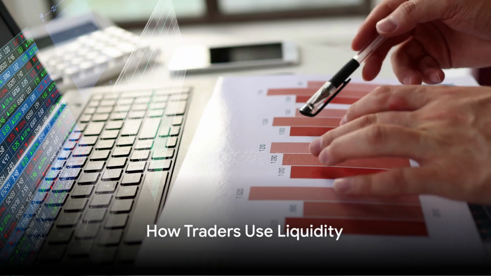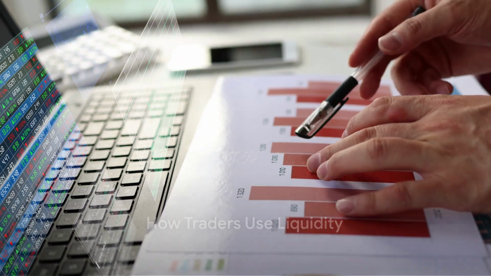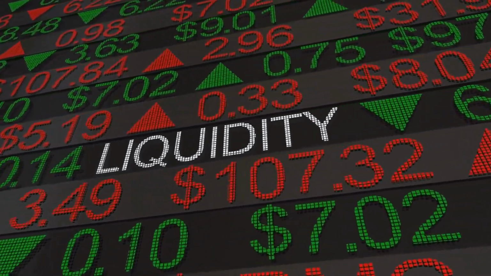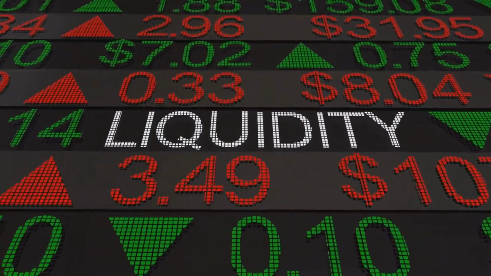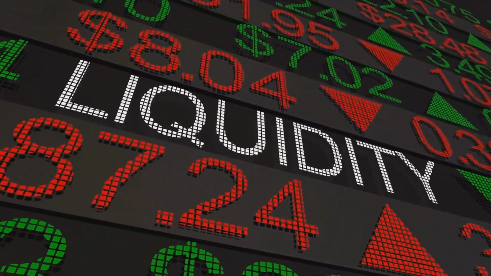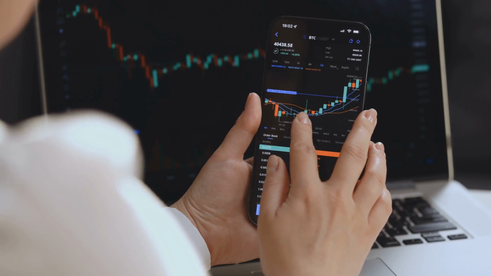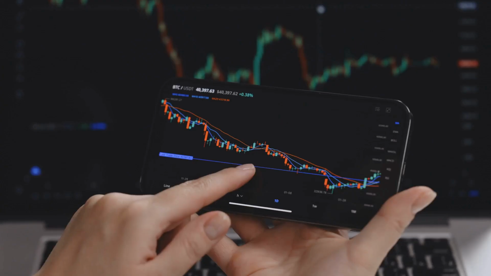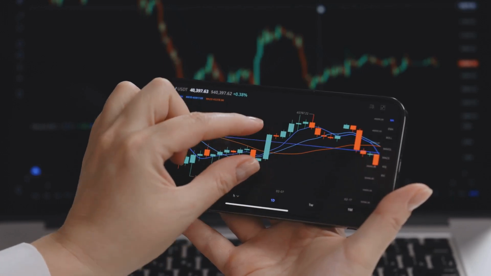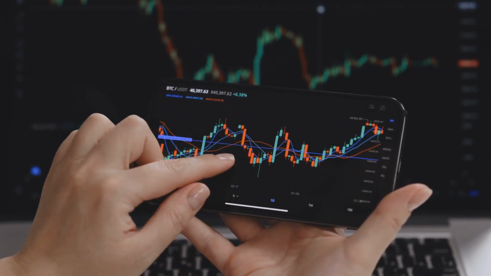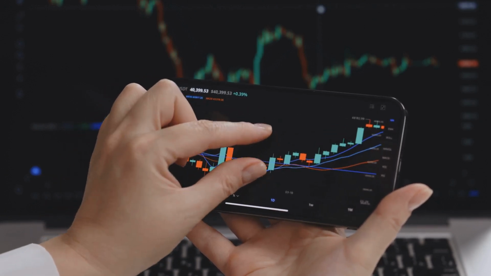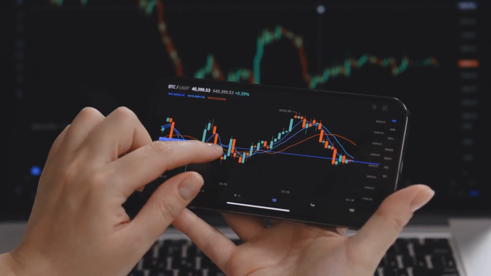Traders are always on the lookout for opportunities, and liquidity often provides just that. High liquidity markets, like certain stocks and currencies, offer traders the chance to quickly buy and sell assets without causing a significant price change. This rapid trading can lead to potential profits if played correctly. One approach is scalping, where traders make numerous trades within a day, capitalizing on small price movements made possible by high liquidity.